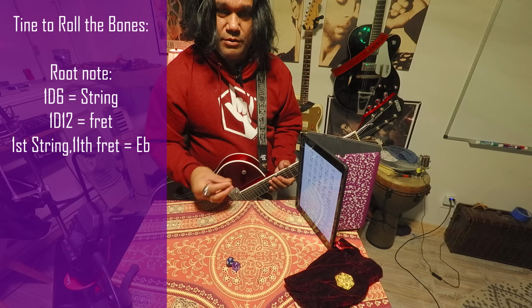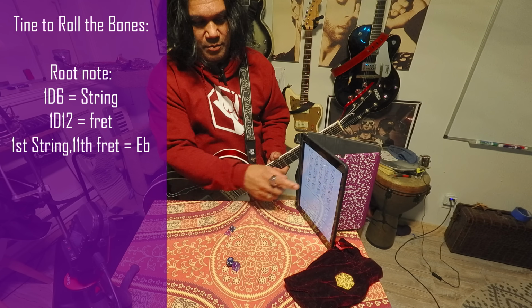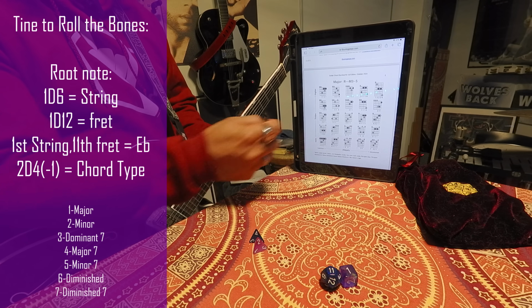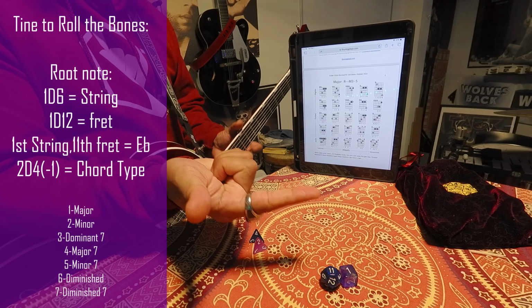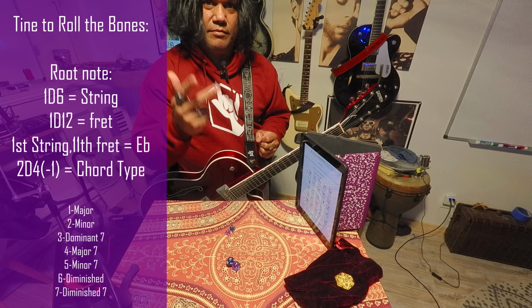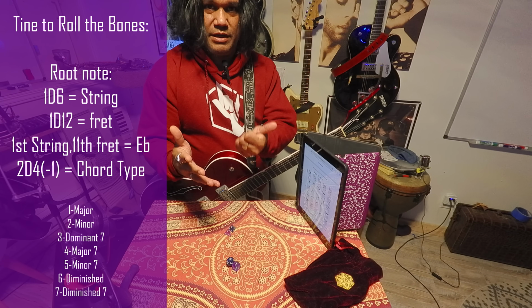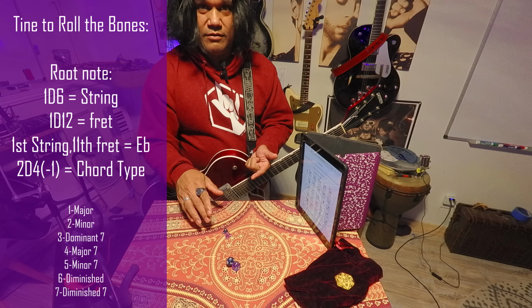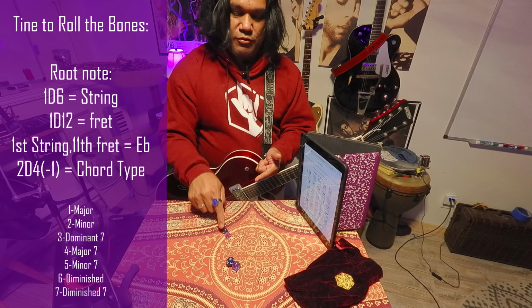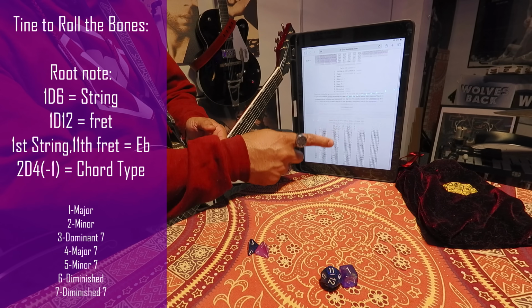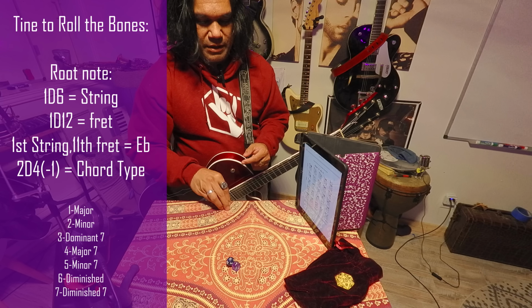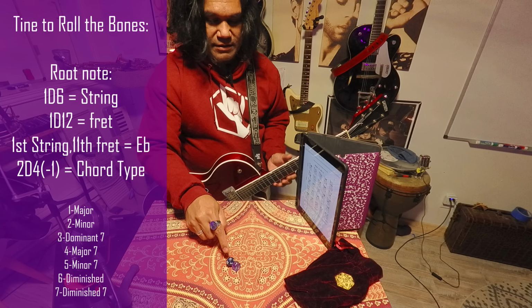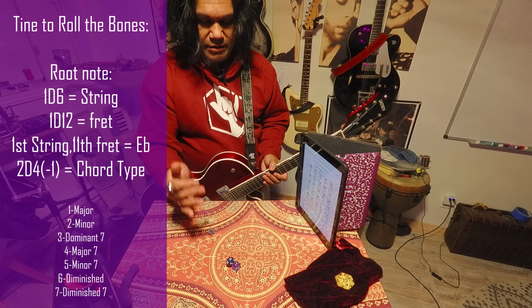Then I'm going to roll a 2d4 to figure out what kind of chord it's going to be. So I've got 7 different chords. We've got major, minor, dominant 7, major 7, minor 7, diminished, and diminished 7. A 2d4 is going to roll me between 2 and 8. So I'm going to subtract 1 from whatever I roll and figure out which one of those chords it's going to be. So an E flat is the 11th fret of the E string.